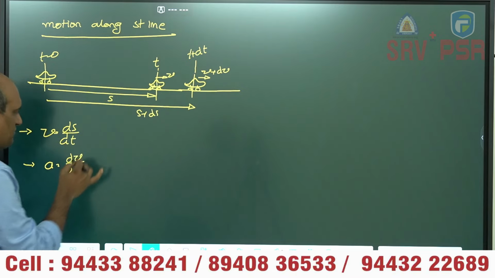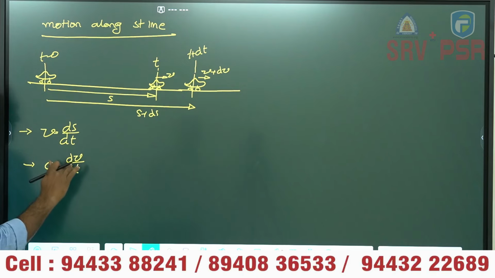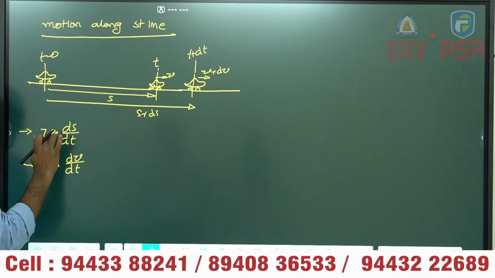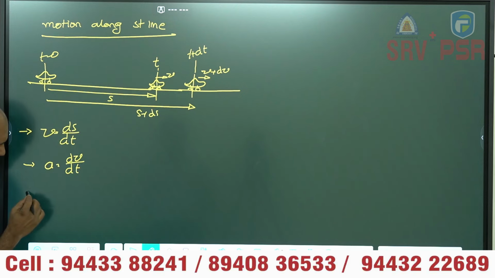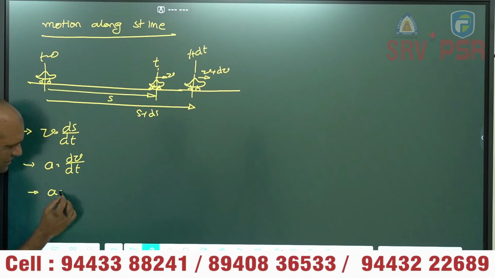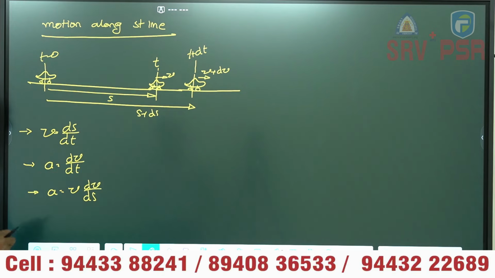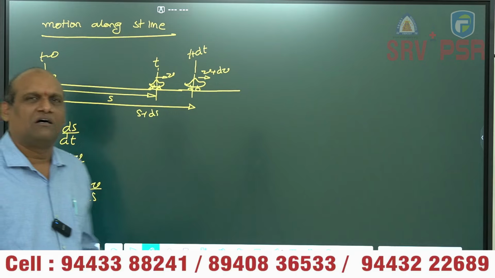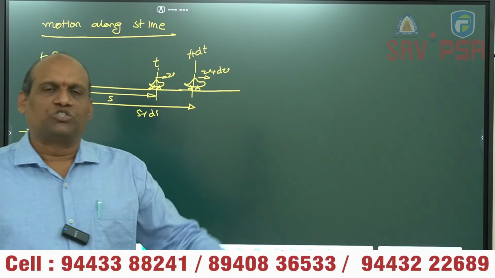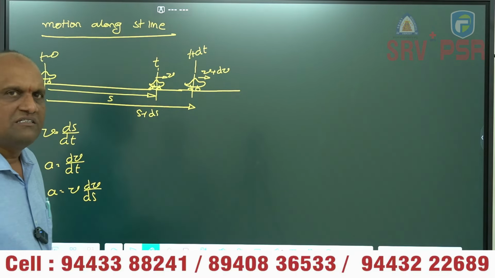And from these two equations, if I divide these two, dt gets cancelled, a by v equal to dv by ds, means I can get the equation a equal to v dv by ds. Dt gets cancelled, so a by v equal to dv by ds, right? So these are the main three equations of the motion of a particle along a straight line.